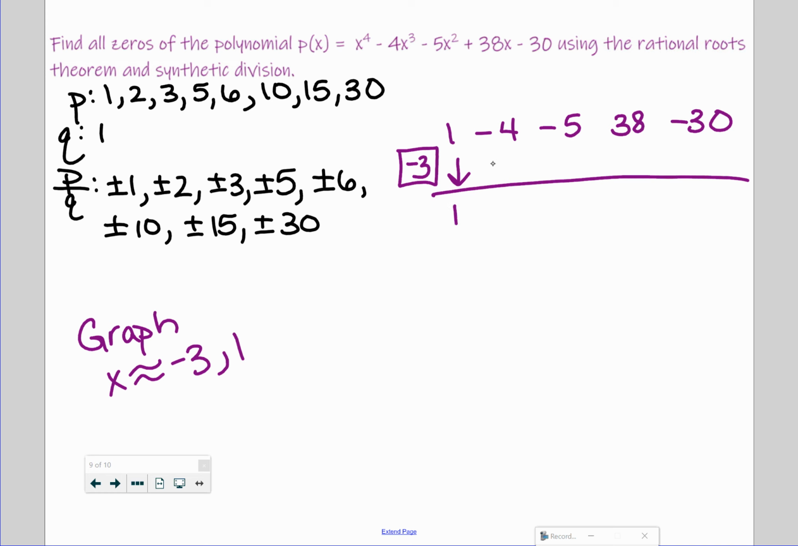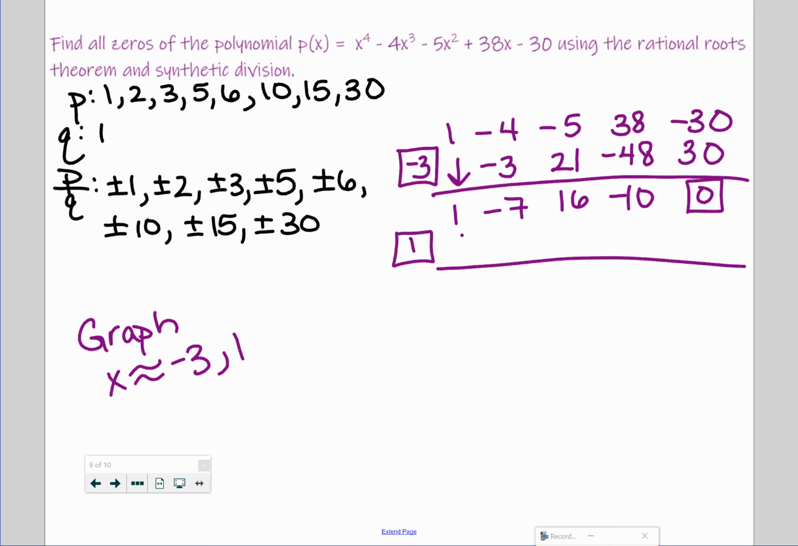Bring it down. 1, negative 3, negative 7. 21, 16, negative 48, negative 10, positive 30, and 0. So that worked. Let's try the next one. 1, just keep making it smaller and smaller each time. 1, negative 6, 10, and that gives me a remainder of 0. Perfect. So I had a degree 4 polynomial. I did synthetic division 2 times. I am now left with x squared minus 6x plus 10.